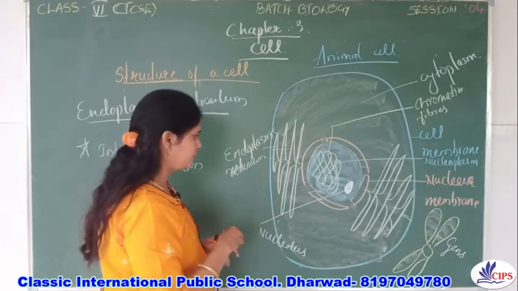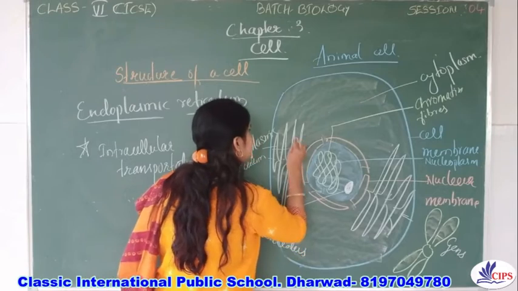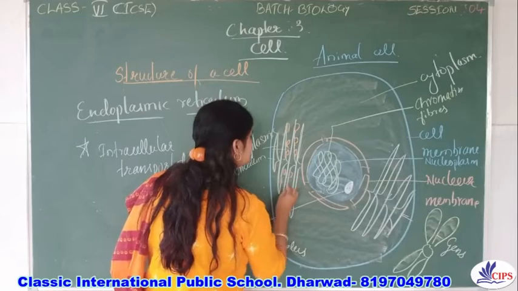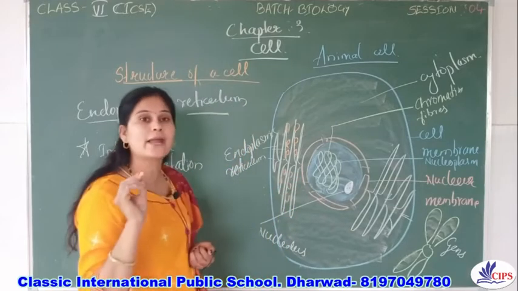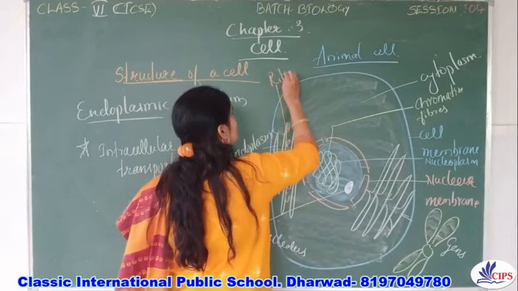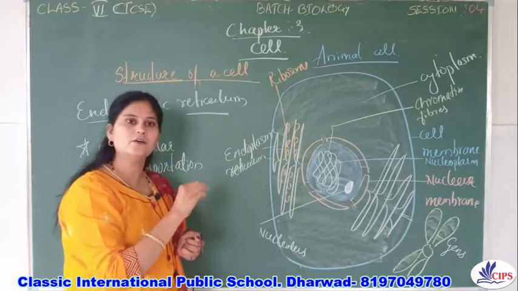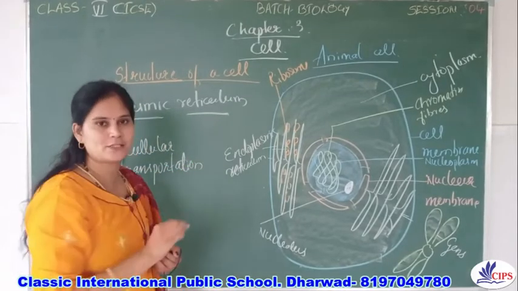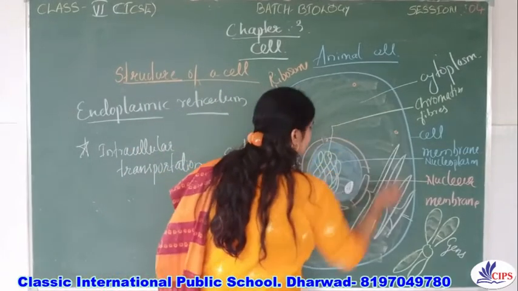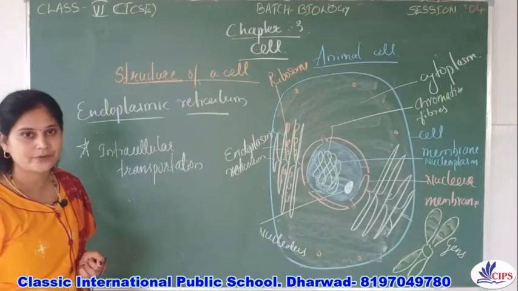And sometimes on this endoplasmic reticulum, some granular structures are present like this, right? So these granular structures are called as ribosome. They are called as what? Ribosome. It means that these ribosomes are either present on the endoplasmic reticulum or sometimes they may be scattered here and there in the cytoplasm, right?